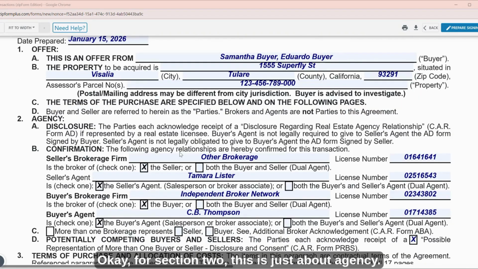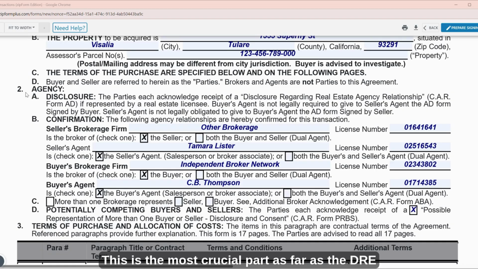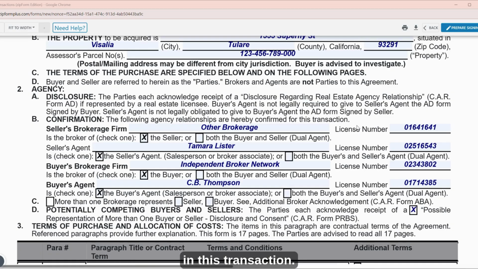Okay, for section 2, this is just about agency. This is the most crucial part as far as the DRE is concerned of this form. This is where we disclose who represents whom in this transaction, all right? So it says right here under 2A that everyone has an AD form.